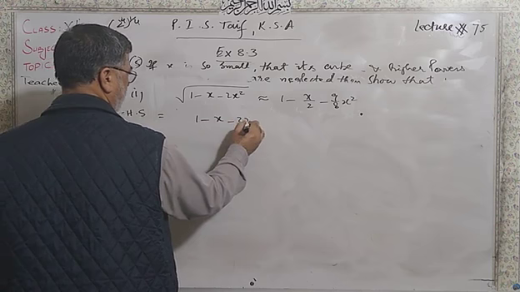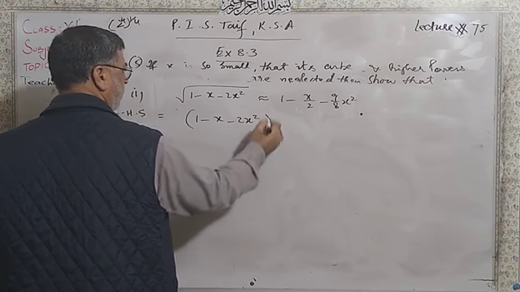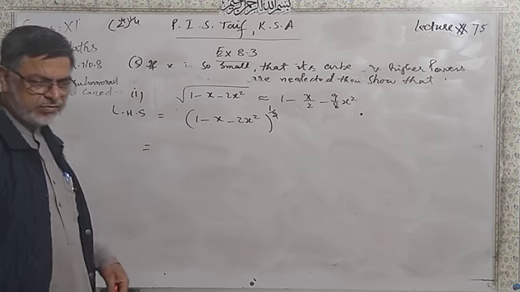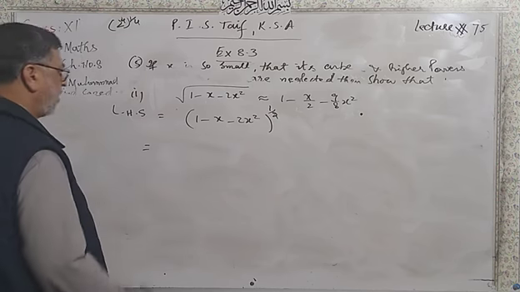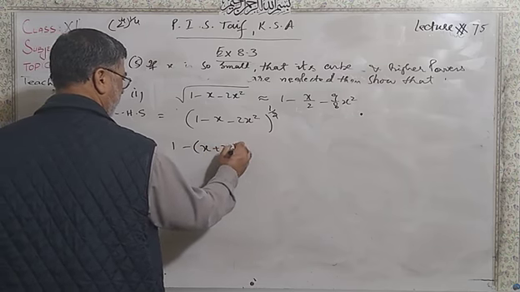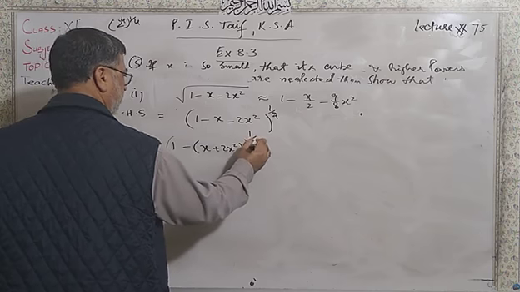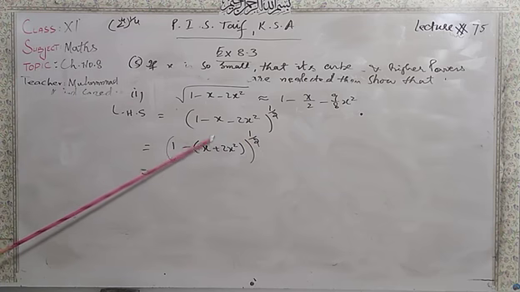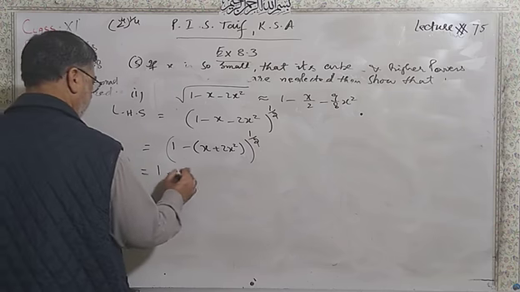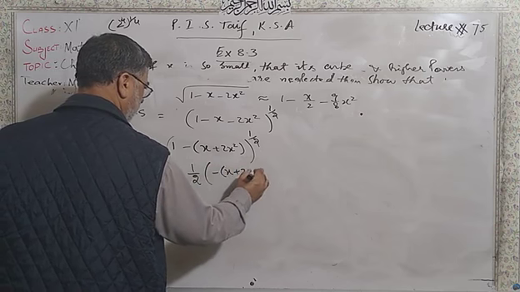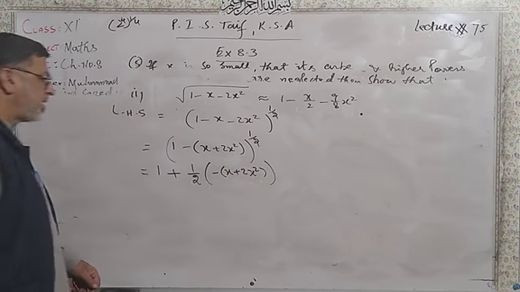1 minus x minus 2x square whole power 1 over 2. You can write it this way. So you can have 1 minus common x plus 2x square whole power 1 over 2. Now this will play the role of x. This is 1 plus x power n. So 1 plus nx.